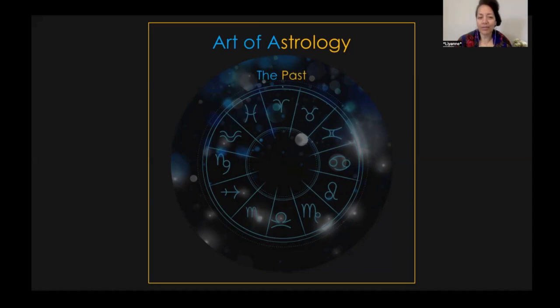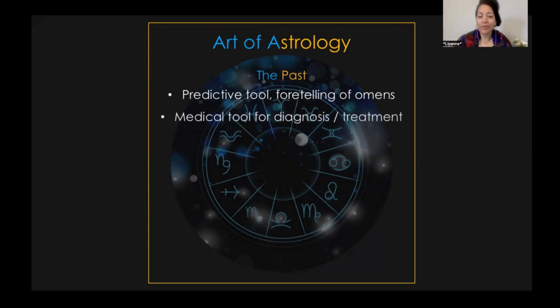In the past, astrology was used as a predictive tool and a foretelling of omens, whether good or bad, often both. It was also inseparable from medicine and astronomy. It was used as part of the physician's toolkit for diagnosing and treating conditions. The Hippocratic Oath is associated with Hippocrates, and this is what Hippocrates had to say about astrology.